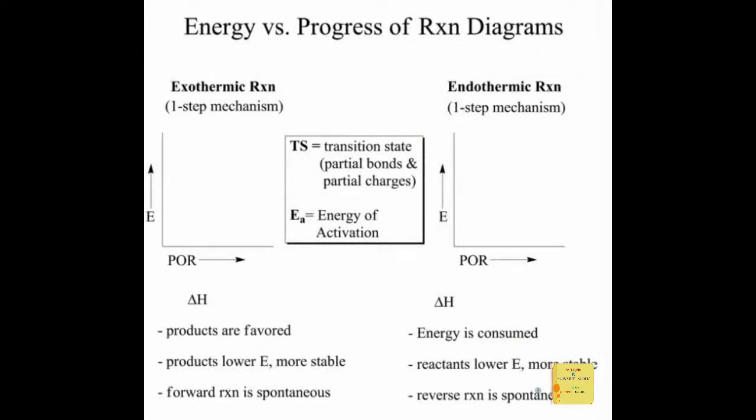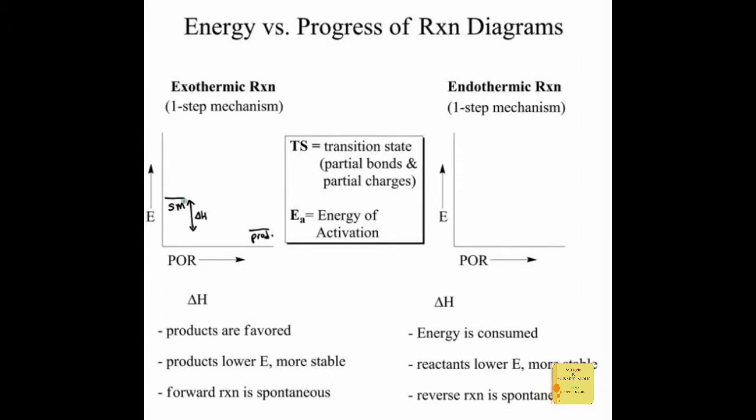Now, if we take a look at an energy versus progress of reaction diagram, the way it's going to look is going to vary depending on whether we have an exothermic reaction or an endothermic reaction. So let's look at each of those one at a time. In an exothermic reaction, let's assume we have just a single step mechanism. Our starting materials are going to be at some initial energy, and our products are going to be at a lower energy. This difference in energy between the starting material energy and the product energy is defined as our delta H, our change in the enthalpy of the reaction.